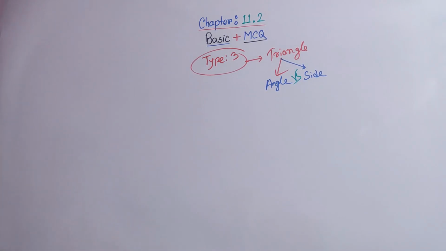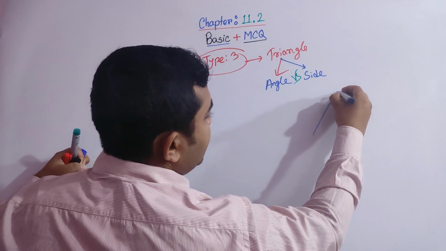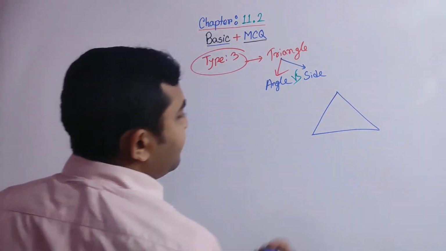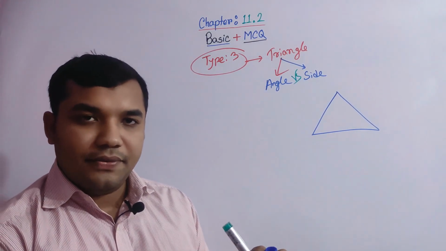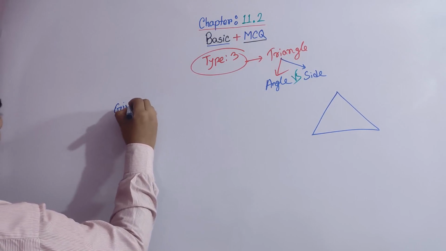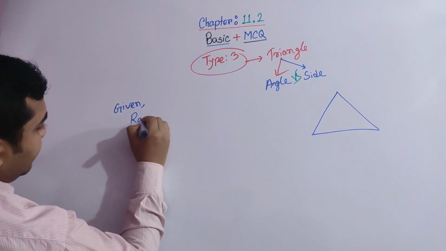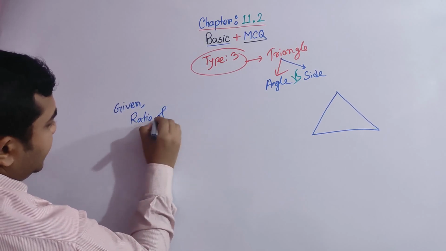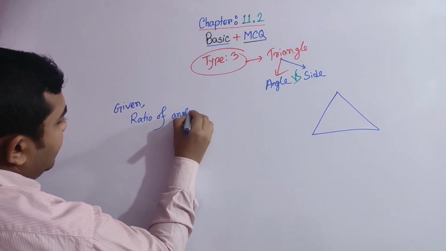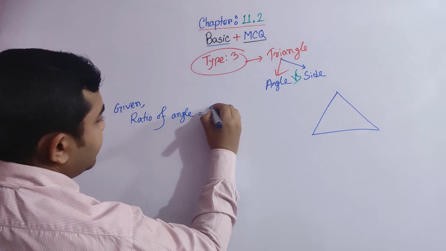First of all, we have to draw a triangle. So for example, here is given a triangle, and suppose the ratio of the angles is given, not directly, that is 3:4:5.